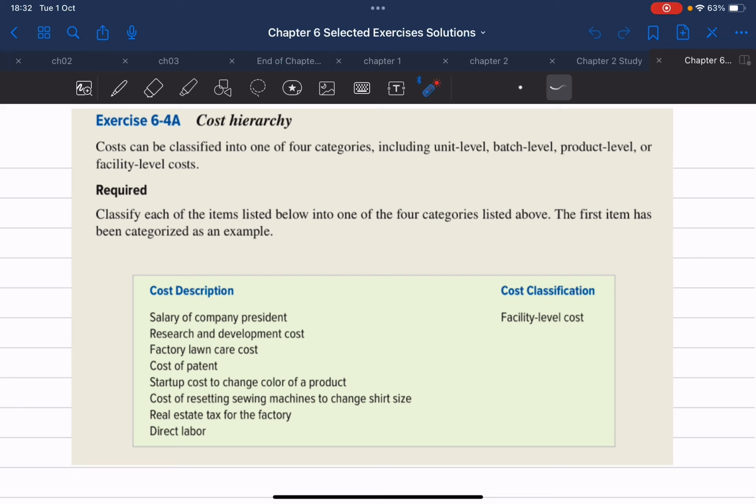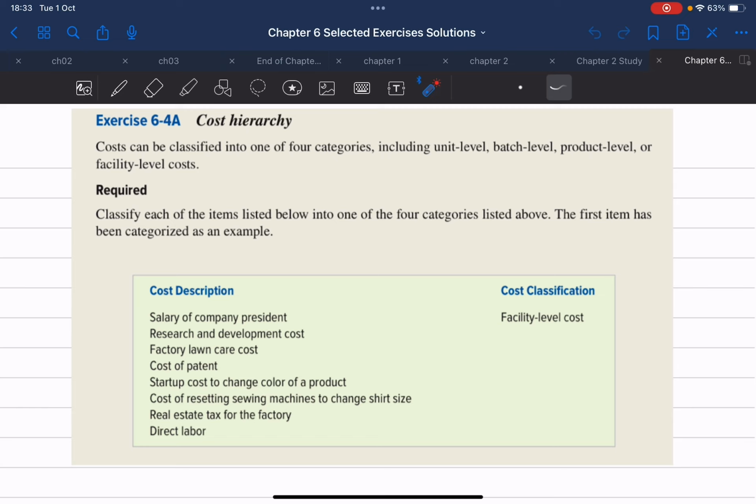Okay, and then we have batch level. These are costs that typically occur whenever the manufacturer produces a group of products, or a certain batch, right? So they relate to producing a group of products. And then we have product level activities. Those are costs that occur in relation to specific products or product lines. So you could probably avoid these costs if you eliminate one of your product lines, right?